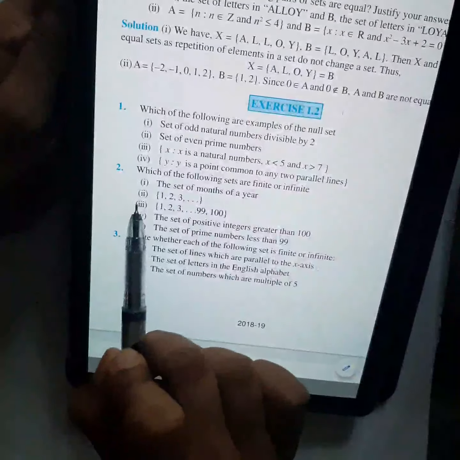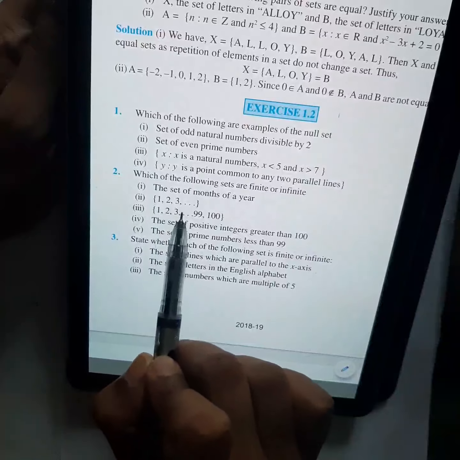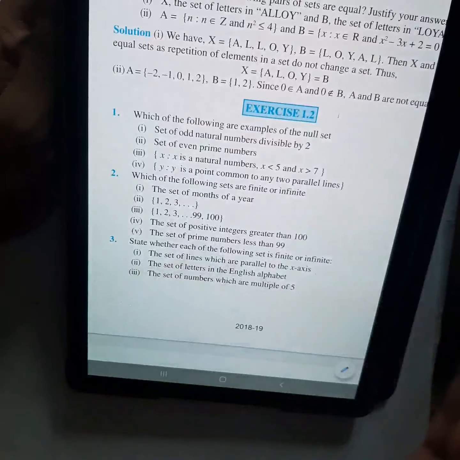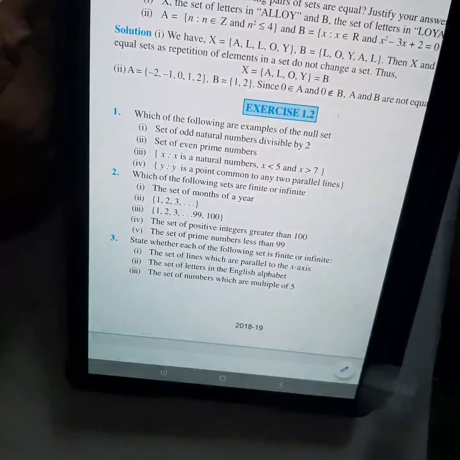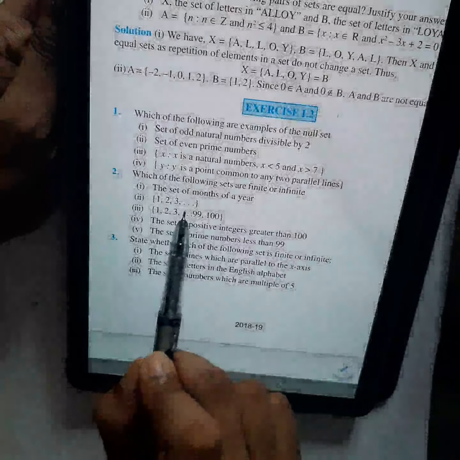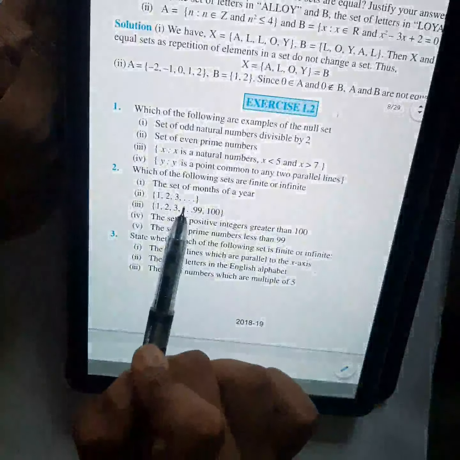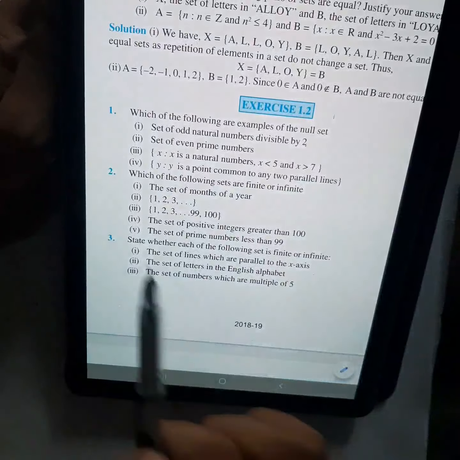Very simple. Next, number 2, you can see they have written 1, 2, 3, dot, dot, dot. Now dot, dot, dot means what? It will go on. 3, 4, 5, 6, like that it will go on. So it is an infinite set. It will never end here. You cannot finish counting this. It will keep on moving like that.